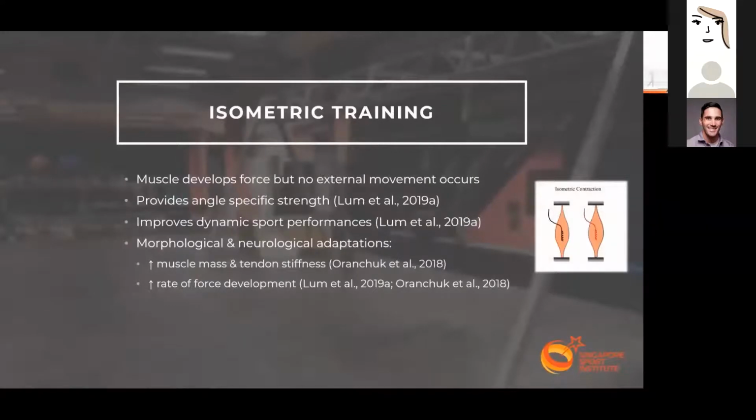In recent times, isometric training has become increasingly popular and can be a viable mode of strength training. During an isometric muscle action, muscle develops force, but no external movement occurs and the length of the muscle tendon complex does not change. Compared to dynamic strength training, isometric training has been shown to result in superior angle-specific strength, and improvements in sport performance were also observed in dynamic sports such as swimming, running, and cycling.